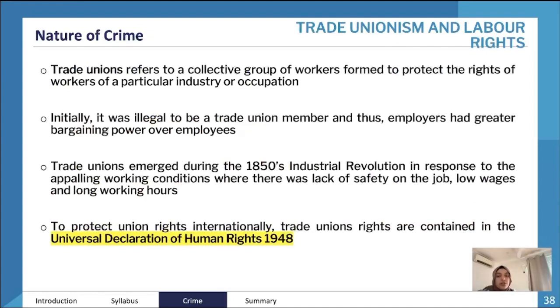Alright, then moving on to trade unionism and labour rights. Trade unions refer to the collective group of workers formed to protect the rights of workers from particular industries or occupations. Initially it was illegal to be a part of a trade union. Oh, how times have changed, right? Now we have trade unions for almost every single industry, I believe.